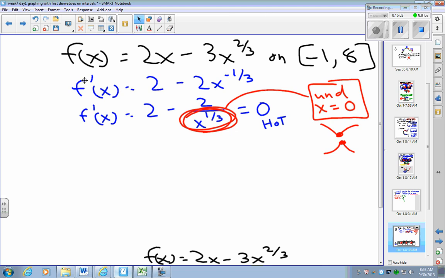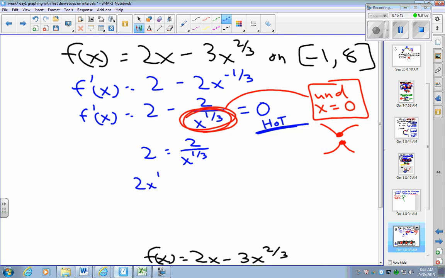We still need to find if this ever equals 0. Okay? So let me see if I can solve this for 0. I would move the fraction over. I would multiply up to get rid of the fraction. X to the 1/3 equals 1. So you can kind of think of it as a cube root of x equals 1. To get rid of the cube root, you would cube it. And x equals 1. Okay?